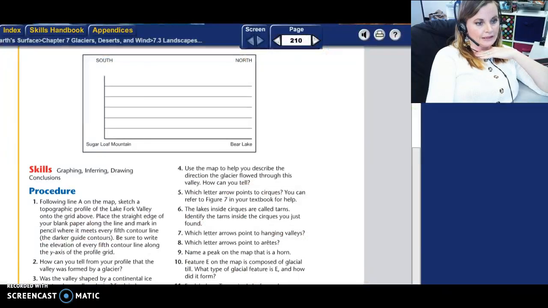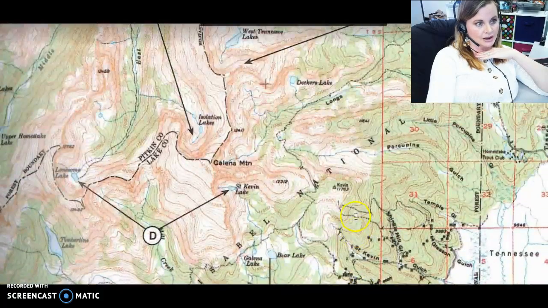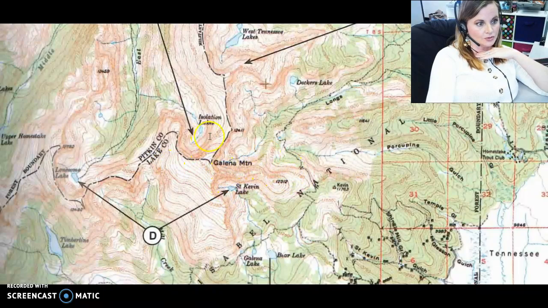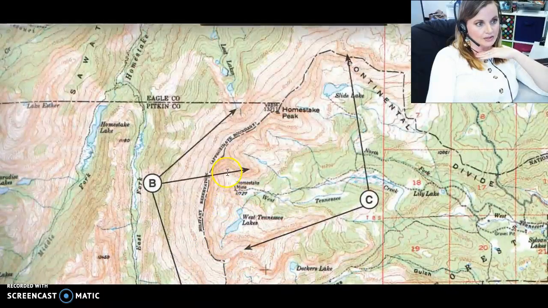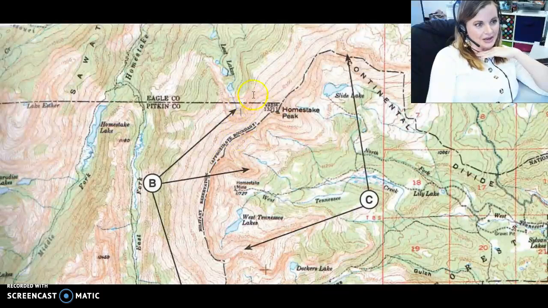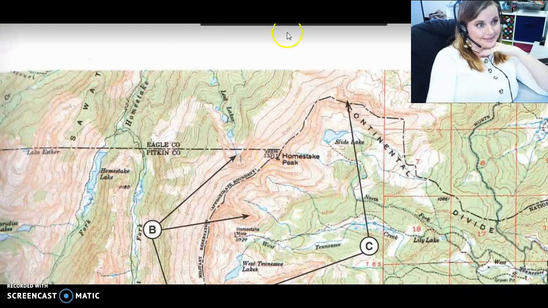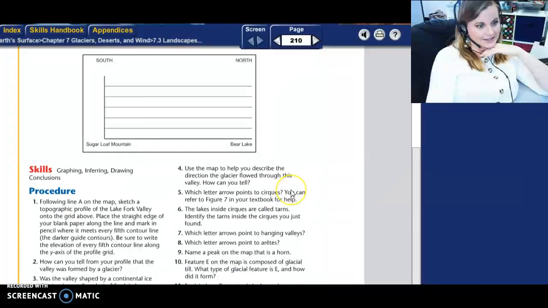Okay, and finally, the last question is name a peak that is a horn. A horn is going to be the highest area in elevation around it. You have one right here at Galena Mountain. It's got 4 sides, notice, instead of 3. 1, 2, 3, 4. That makes it a horn. Here's an arete. Some word I can't say.